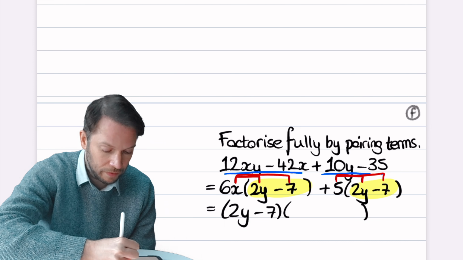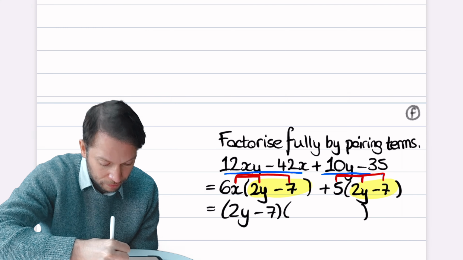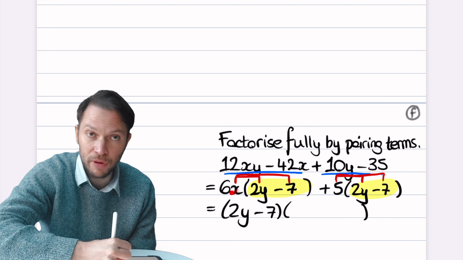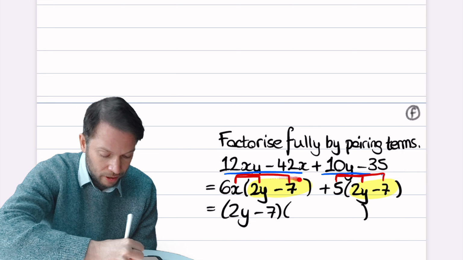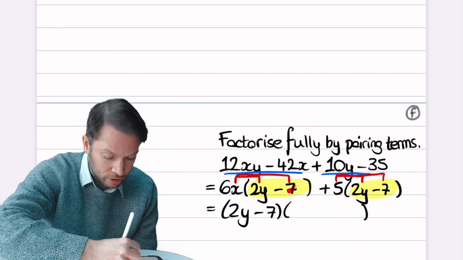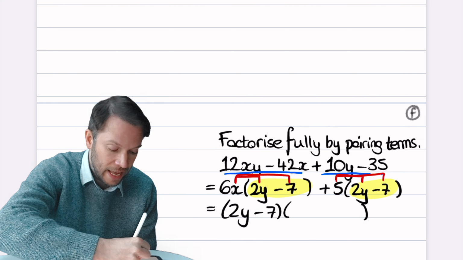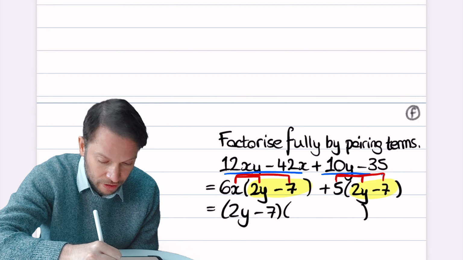It seems a bit weird to factorize out a bracket because before, like with this example, we just factorized out a 6 and the x. There wasn't a bracket there, but we still had a bracket after it. Here, we factorize all of 2y minus 7 out. So we've got the 2y minus 7 in a bracket on the front, and then again, we open up an empty bracket. And then we do the same as we did before.